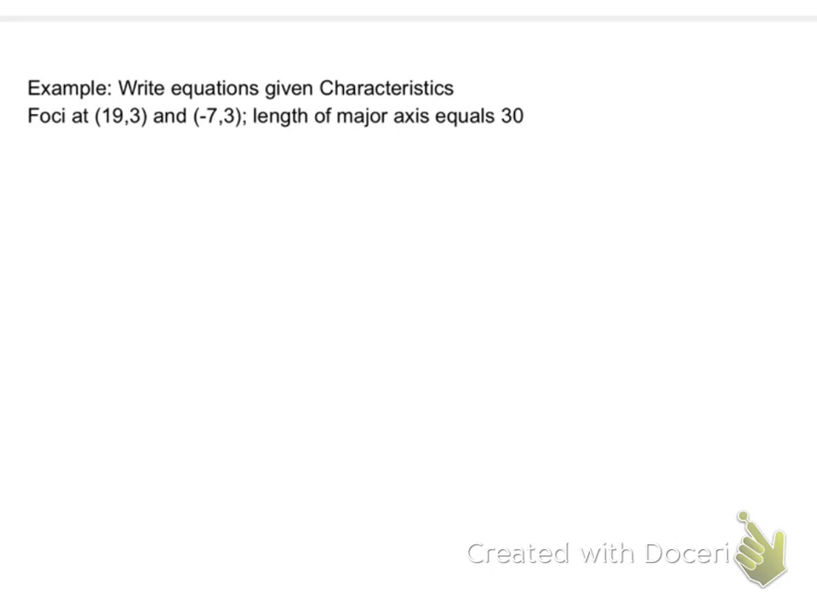This is 7.2, day 2. We've got 3 topics, or 3 different types of equations or problems, to do today. The first problem is going to tie together writing the equations this time.